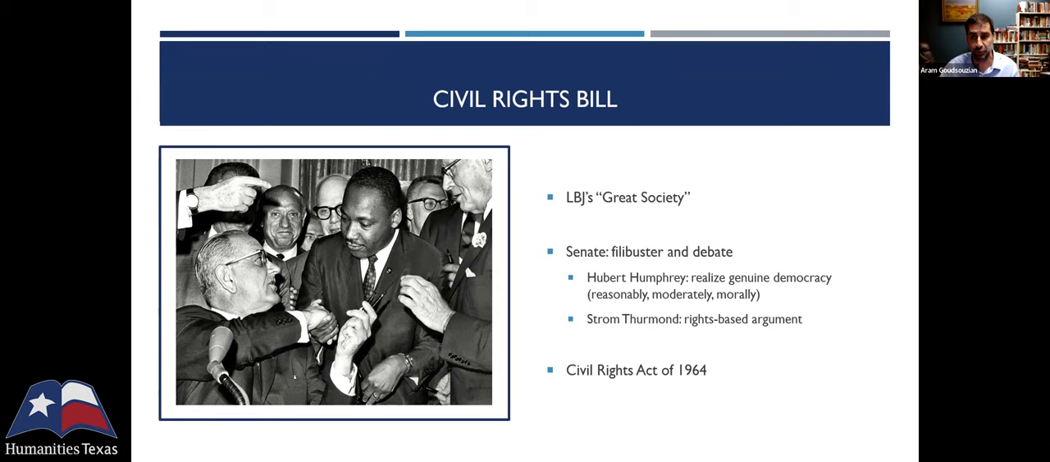And so there's this massive movement among the more liberal senators, both Democrat and Republican. It's much more regional than it is party oriented at this time. And they finally bring this filibuster to an end. In the midst of this, we have Senate debate.